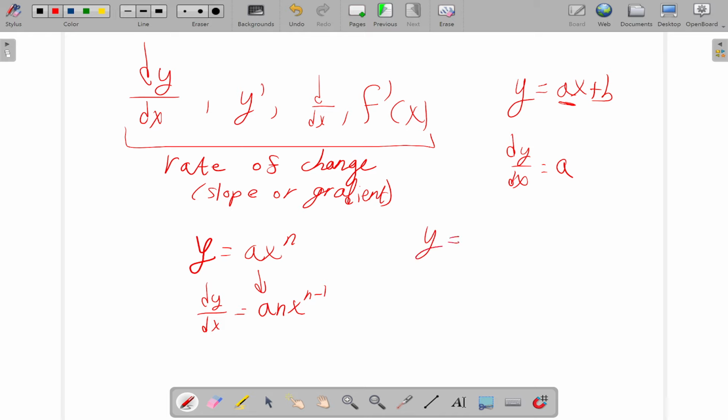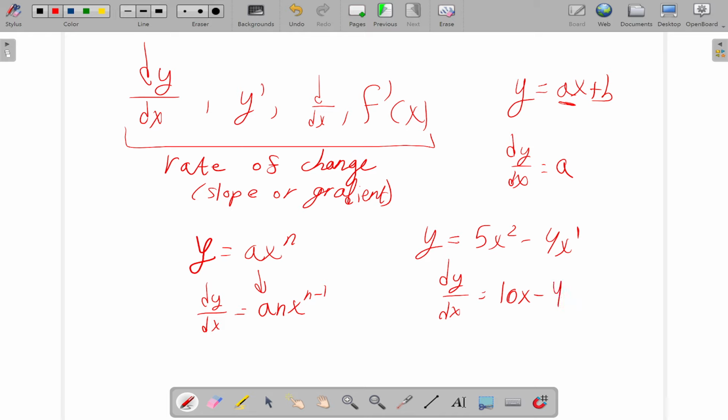So y equals, let's say we have 5x squared minus 4x. Okay, dy by dx will equal, take the exponent down for 5x squared, 10, x to the power of 2 minus 1, which is 1. You don't write the 1 in exponents. Minus, this is raised to the power of 1, right? We don't write it, but it is. 1 times 4 is 4.